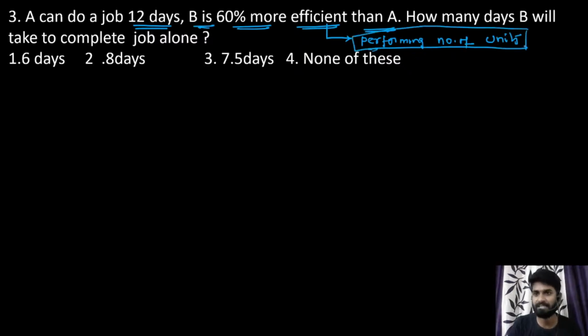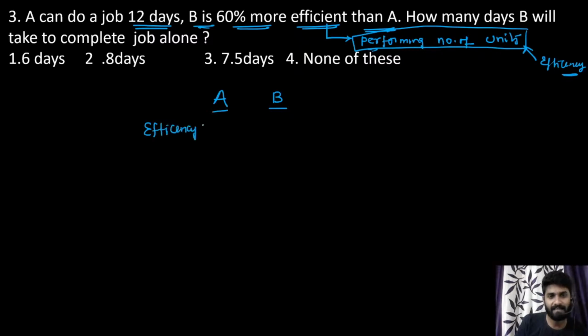So efficiency, the meaning of efficiency, is performing a number of units per day. Now see, B is 60% more efficient than A. Then how many days will B take to complete the job alone? Now see, guys, there are two persons A and B, and the comparison they gave is for efficiency. What is the comparison they gave? B is 60% more efficient than A.